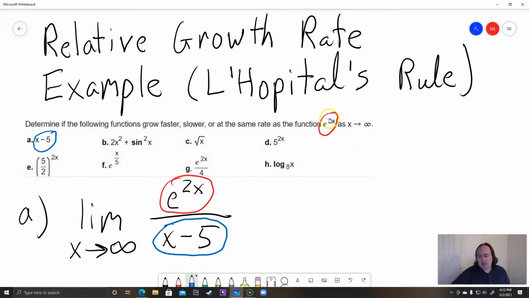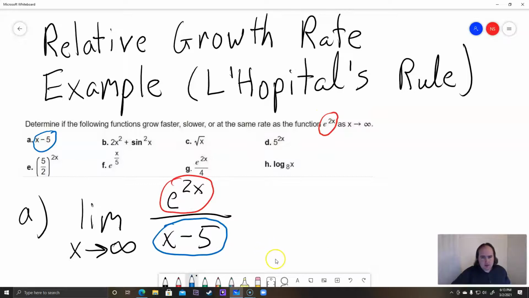You take your original function, you put it in the numerator, and then you take the function that you're comparing it to and you put it in the denominator. And then based on what you get for this limit, that's going to determine whether e to the 2x is growing faster, slower, or at the same rate.